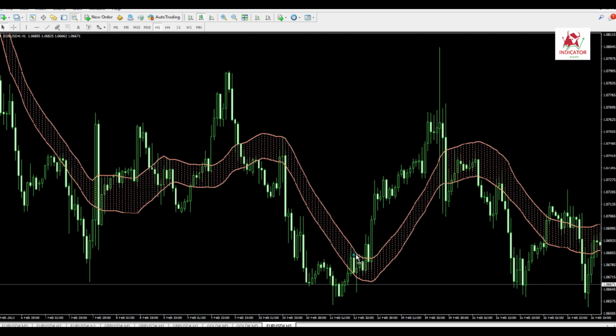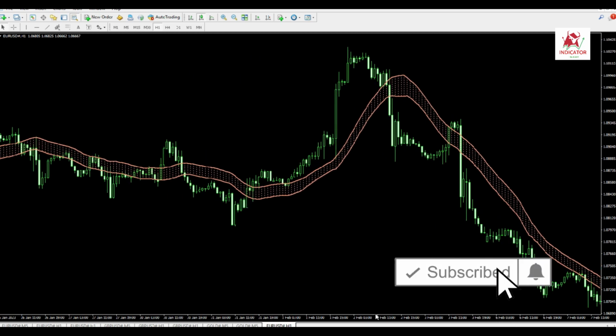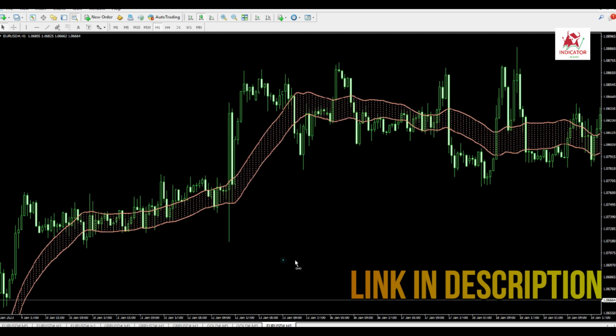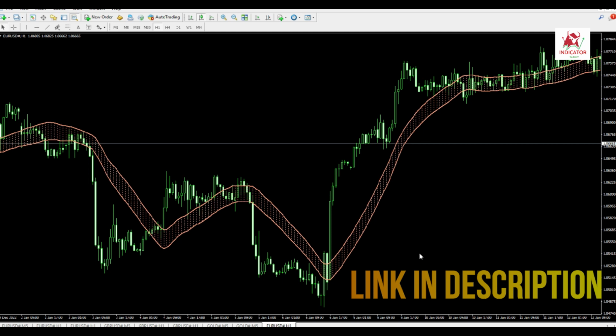The formula for Donchian channels is: UC equals highest high in last N periods, middle channel equals (UC + LC)/2, LC equals lowest low in last N periods, where UC equals upper channel, N equals number of minutes, hours, days, weeks, months, period equals minutes, hours, days, weeks, months, and LC equals lower channel.